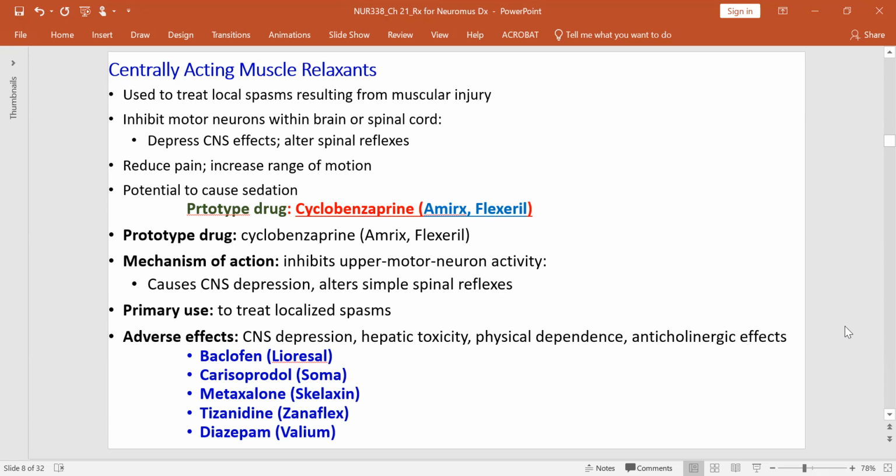But it also has an off-label use. It's a centrally acting alpha-2 adrenergic agonist that will inhibit the motor neuron mainly at the spinal cord level. Then it will eventually lead to muscle relaxation. And it's very similar to clonidine.